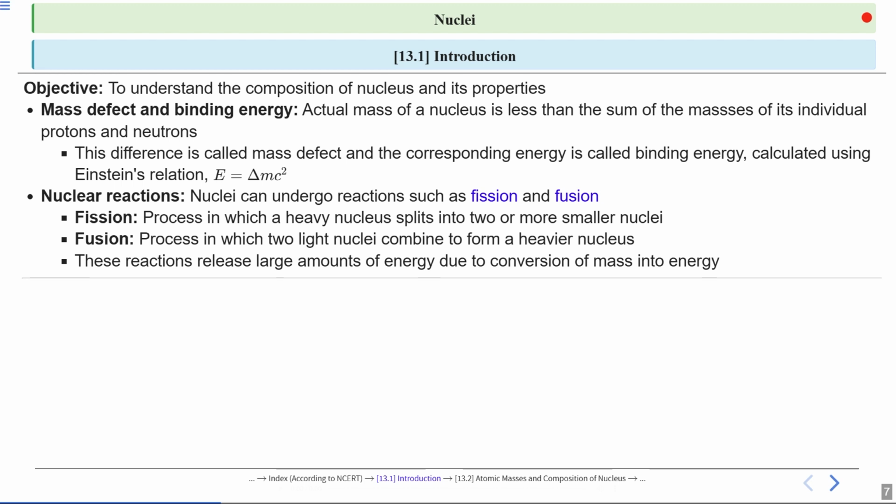Both fission and fusion release large amounts of energy because some mass is converted into energy, as we saw with E equal to mc squared.